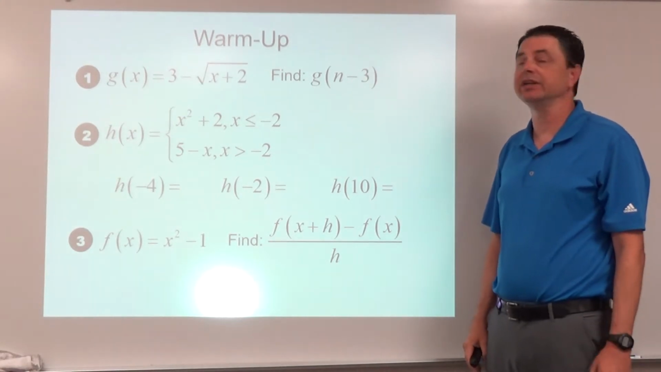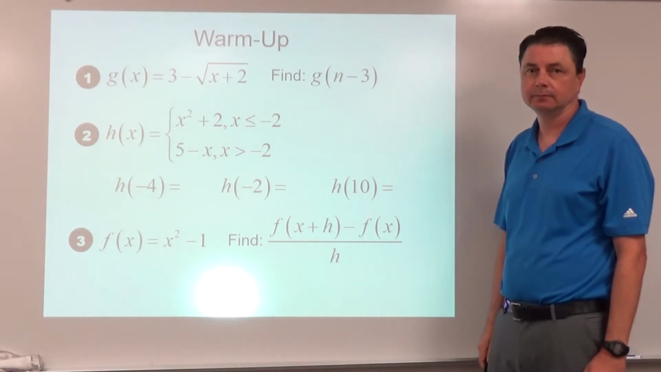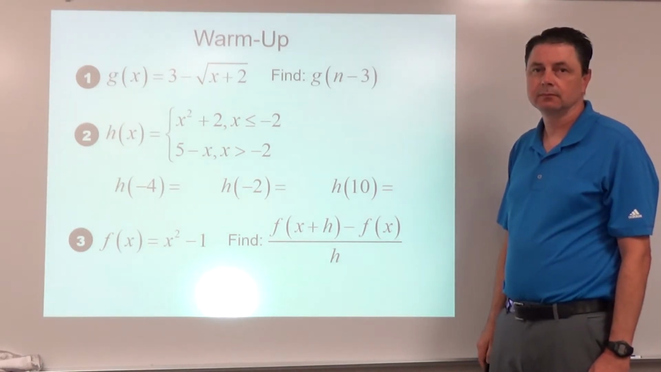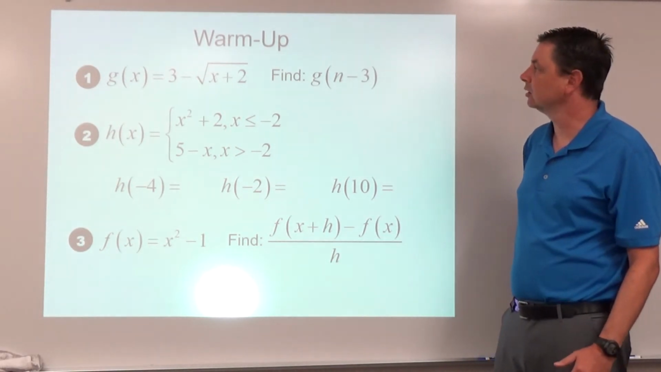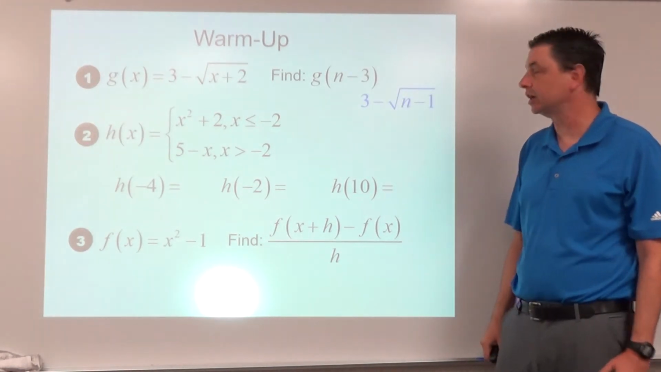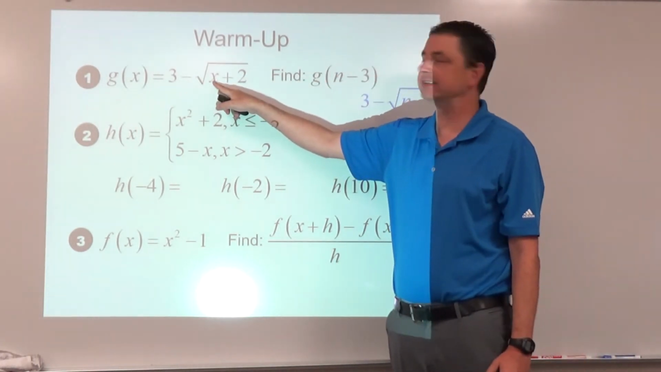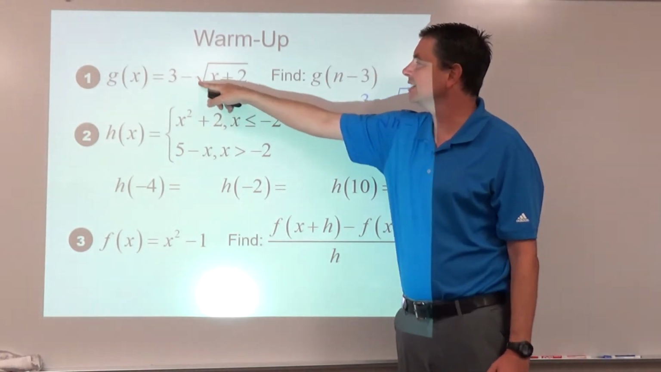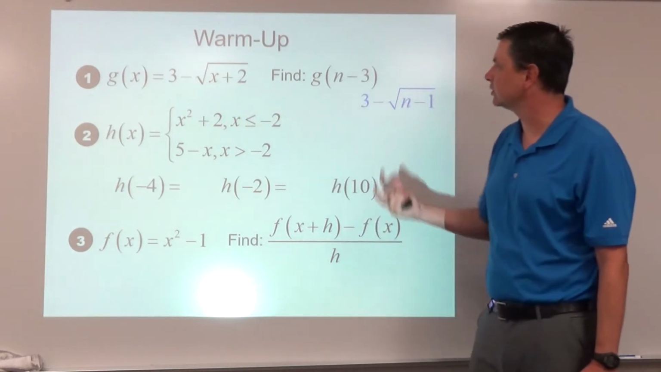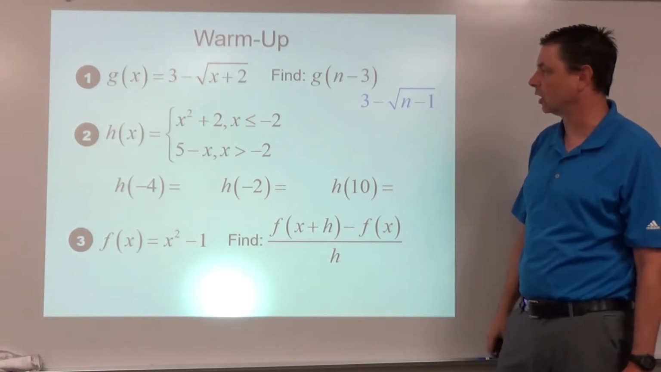Go ahead and pause the video here, work through problems 1, 2, and 3. All right, number 1, we are looking for an answer of 3 minus the square root of the quantity n minus 1, as n minus 3 replaces the x. So we would get inside the root n minus 3 plus 2. The minus 3 and the plus 2 become the minus 1, and that's as far as we can go.